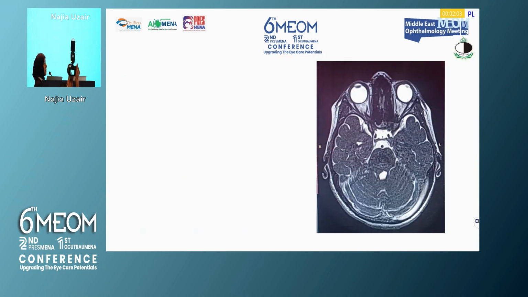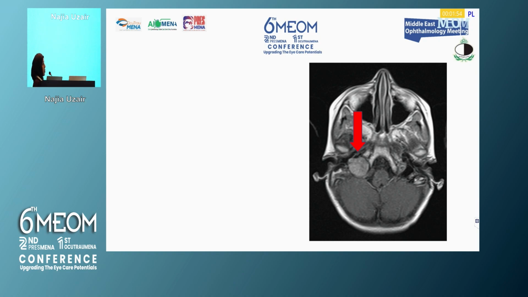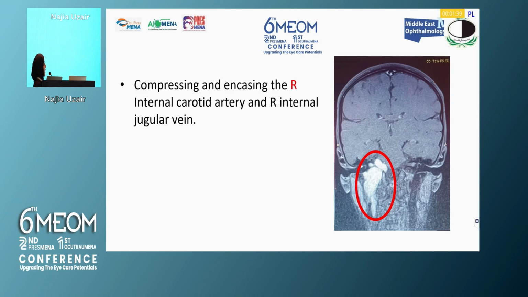So we referred the patient to a radiologist for neuroimaging, and it revealed a left oculomotor nerve schwannoma. An incidental finding was bilateral acoustic neuromas, more on the right side as compared to the left. It was incidental because there were no neurological findings on the right side. Another incidental finding was that this acoustic neuroma was compressing and encasing the right internal carotid artery and the right internal jugular vein, and it was reported by the radiologist to be a life-threatening pathology.